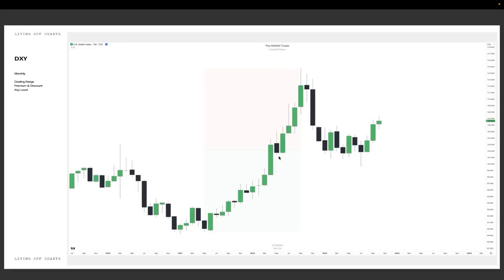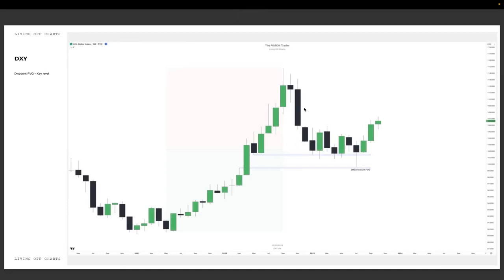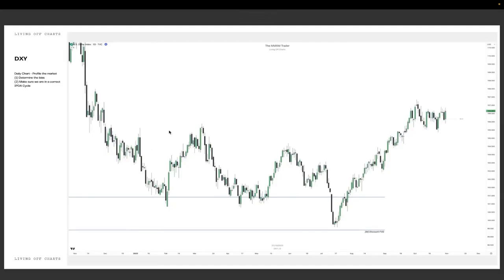So we have right here, as you can see, a fair value gap. You can see price trades down into this FVG in discount, and then on a daily chart we're going to drop down lower here, and we're going to be looking at a few things. We're going to be trying to profile the market here, determine the bias, and make sure we are in a correct IPDA market cycle for the next upcoming quarter, and we can determine that by looking at the previous quarter's price action. Now when you're looking at a daily chart like this, it can be kind of confusing to determine how we are going to do this, but this is why we need to break up the charts into quarters for the previous quarters, and then look at the next upcoming quarter.